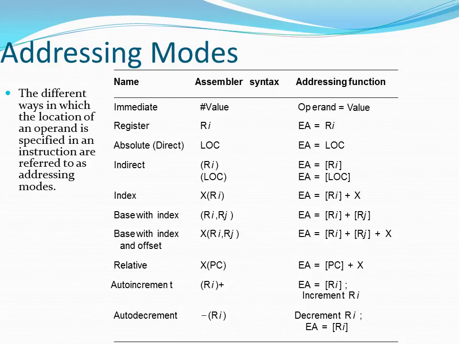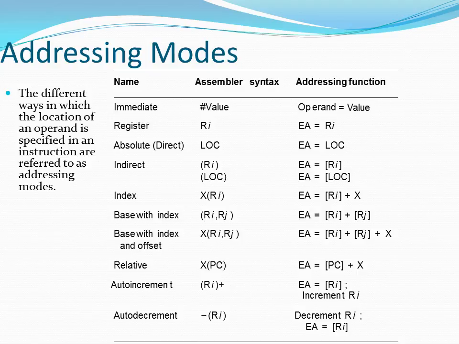Now what is the difference between direct addressing mode and indirect addressing mode? In the direct addressing mode we directly mention the name of the memory location or the name of the register. But in this case the information is not directly in the register, it is present indirectly. So that is the direct and indirect addressing mode.